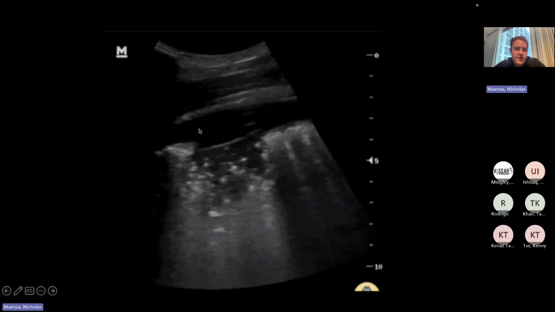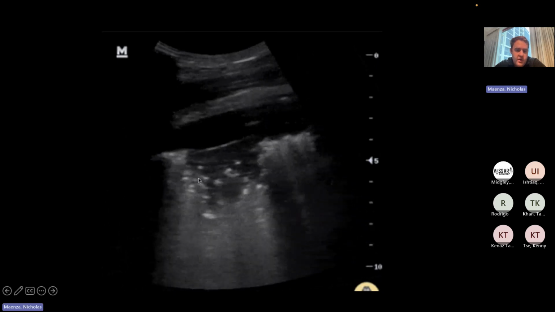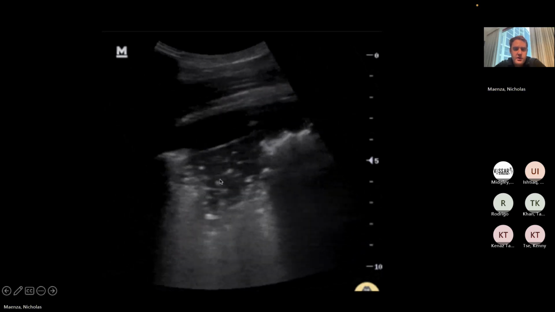Yeah, exactly. So this is an effusion right here between the visceral and parietal pleura, and then this is a nasty consolidation. This is another big pneumonia right here.